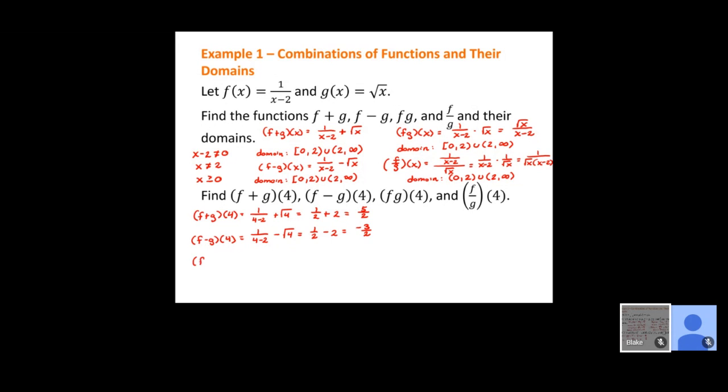All right, f times g. Again, I already know what f times g is, so I can just substitute 4 right into that function. So you've got square root of 4 over 4 minus 2. Simplifying that now, we already said the square root of 4 is 2. 4 minus 2 is 2. And so our answer is going to be what? 1. Good.